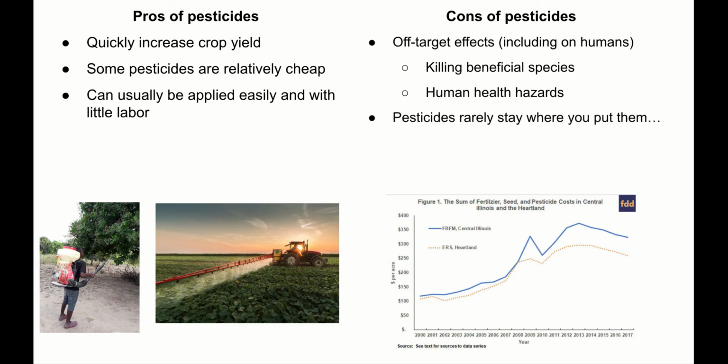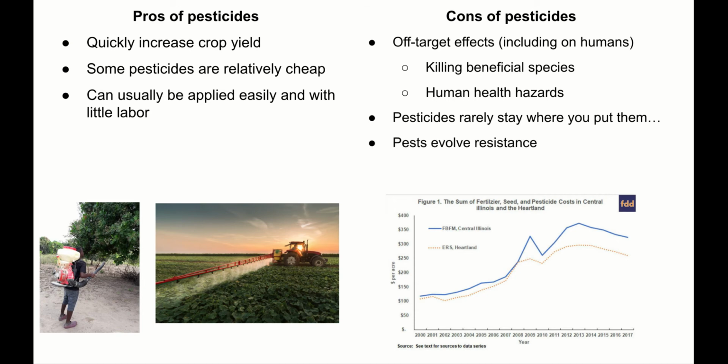Pesticides also rarely stay where you put them. If you take a look at these images of the pesticides being sprayed on the lower left, you can imagine that just by spraying the pesticides, some of our pesticide will drift off through the air and land somewhere we didn't really intend for it to go. When it rains, some of that pesticide will be washed off and will be carried with runoff into nearby bodies of water, into groundwater. We don't know where. It may have unintended effects when it gets moved into those areas.